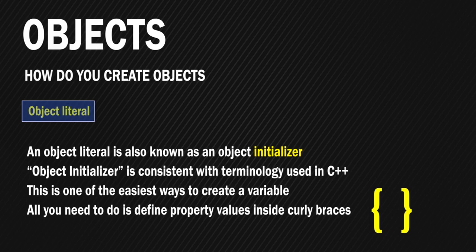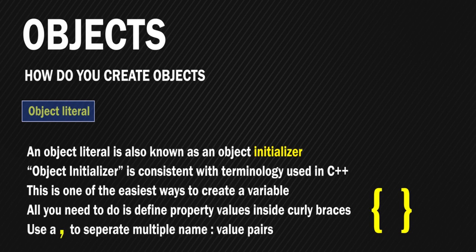We've seen this, we've done examples where we said let bike equal and we had these curly braces. And all we do within the curly braces, we use a comma to separate multiple key value pairs. Let's have a look at another example of how to create an object via object literal syntax.